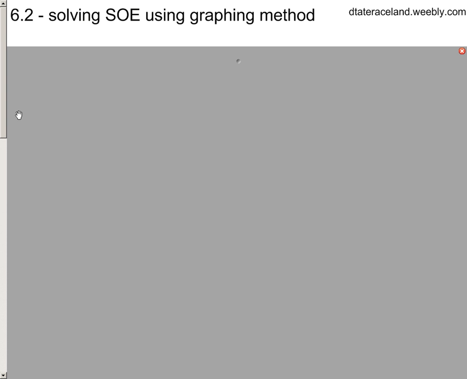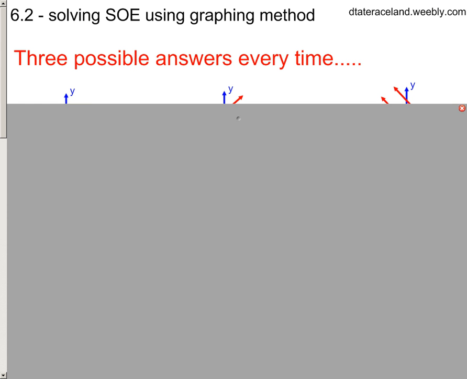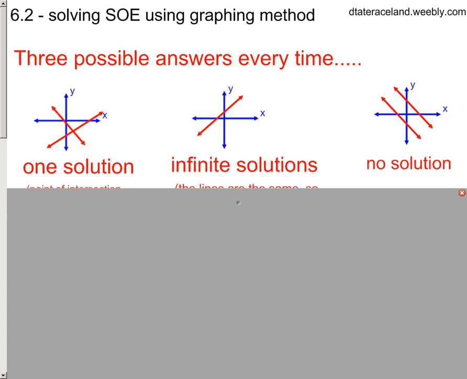One method to solve a system of equations is basically to use the graphing method, and it's not too difficult. Here's the basics. You're going to run into one of three different scenarios every single time. Here we've got the blue y-axis and the blue x-axis. I just want to make sure you understand that's our y and x-axis. And then we've got the two equations graphed.